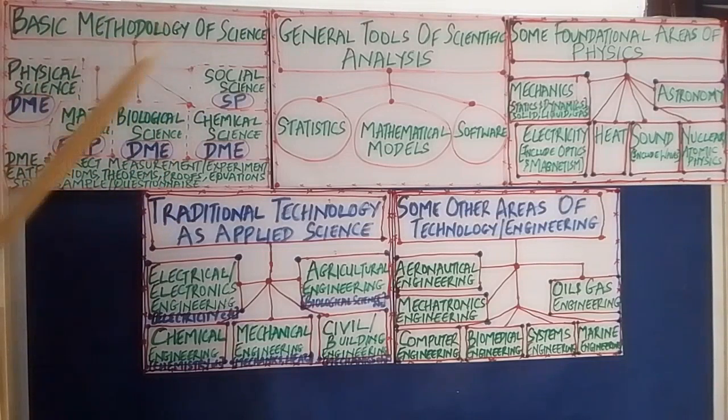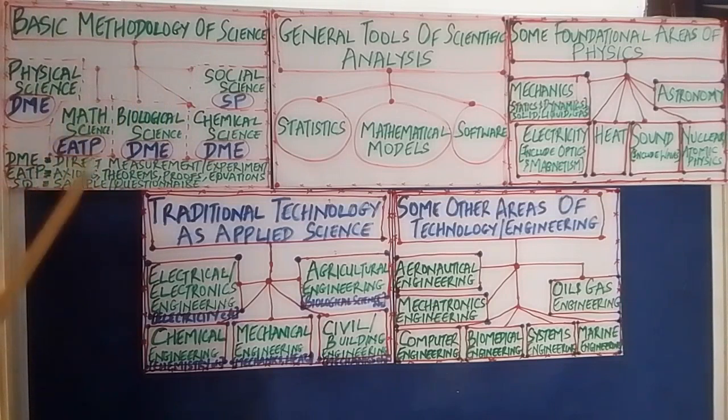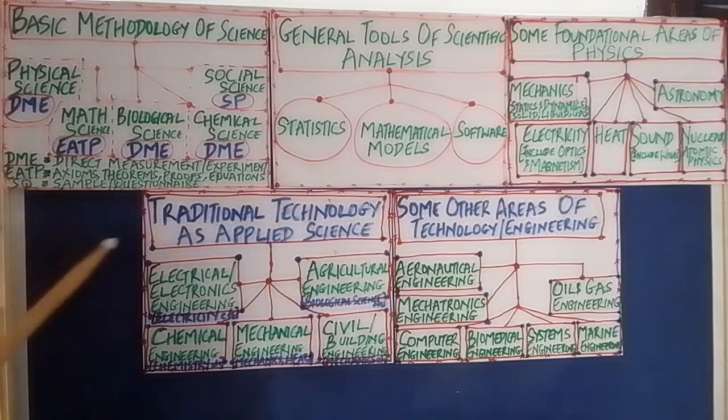We can talk about the theory of relativity, for instance, Einstein, the general theory and the special theory of relativity. But we don't want to go too far from the discussion. So mathematical science is based on axioms, theorems, proofs, and equations. Then biological science, we explain what biological science is.